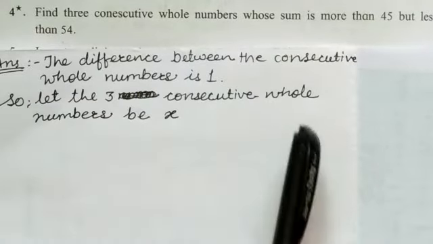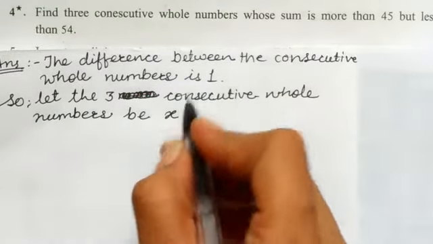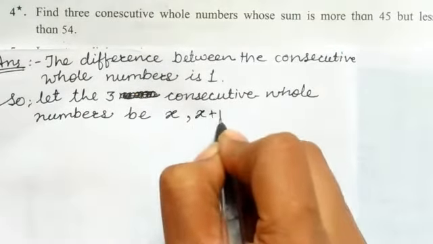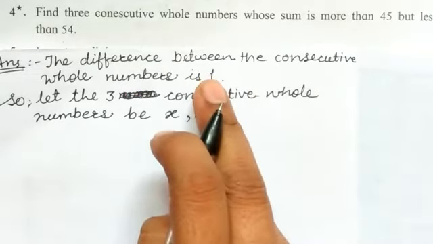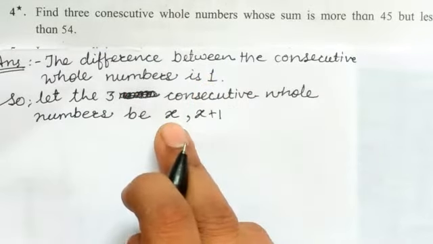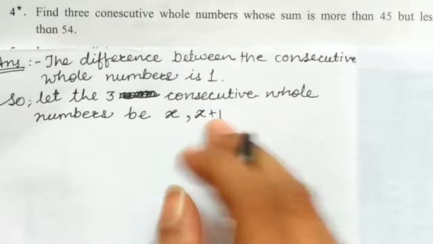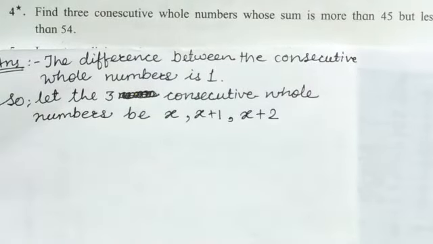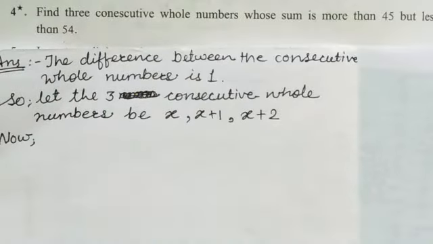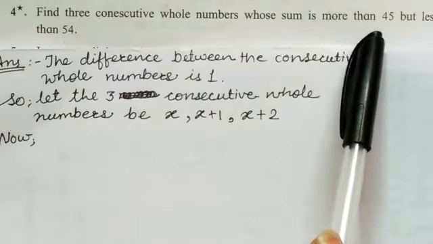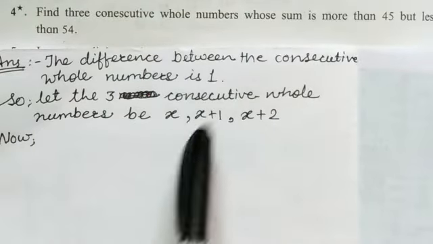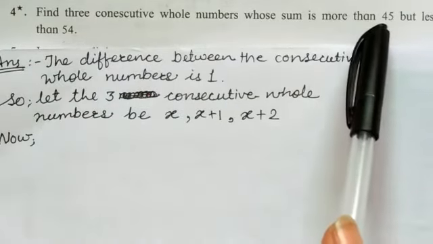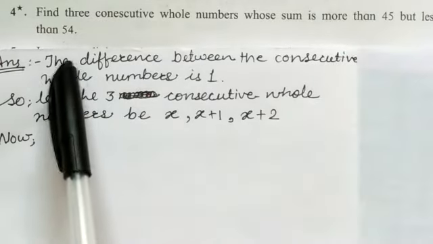So let the 3 consecutive whole numbers be: x is the first number. The second number will be x plus 1, because the difference between two numbers will be 1. So the first number will be x, the second number x plus 1, and the third number x plus 2. Got it students? Now students, according to the another hint given in the question, the addition of these 3 numbers will be between 45 and 54. It means it will be more than 45 and less than 54.